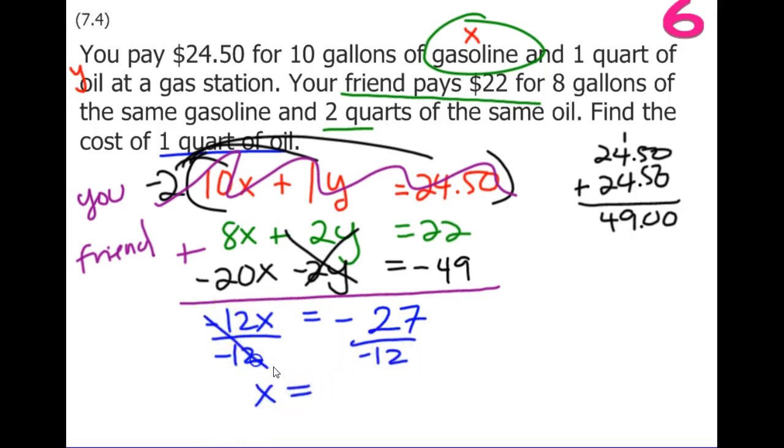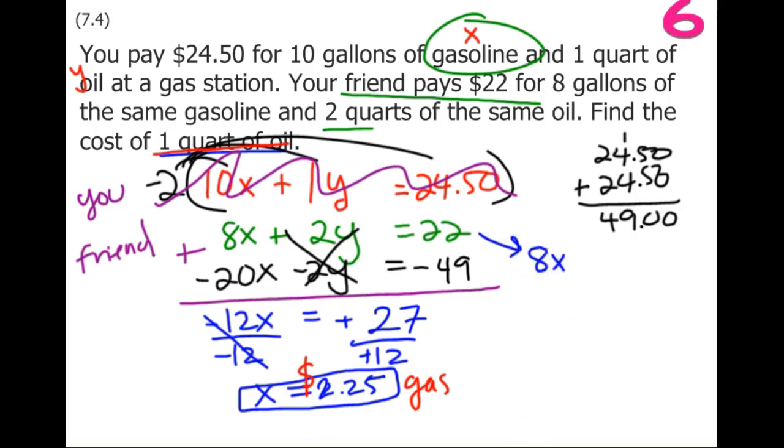So we have x equals, now two negatives make a positive, and I'm going to plug that in my calculator. My calculator tells me 2.25, or $2.25 for x, which is gas. But they want to know what is the cost of 1 quart of oil, so we need to figure out what y is. So I'm going to plug this back into, I'm going to pick the top equation here. So I have 8x, but x is really 2.25, plus 2y equal to 22.